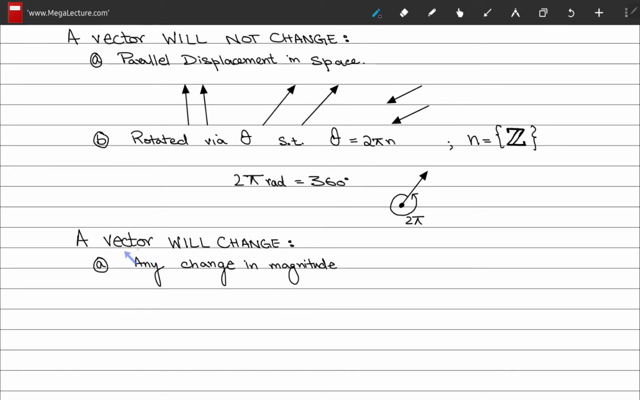Moving on to when a vector will change. A vector does change if there is any change observed in the magnitude, or if there is any change observed in its direction, or if both the direction and the magnitude change.